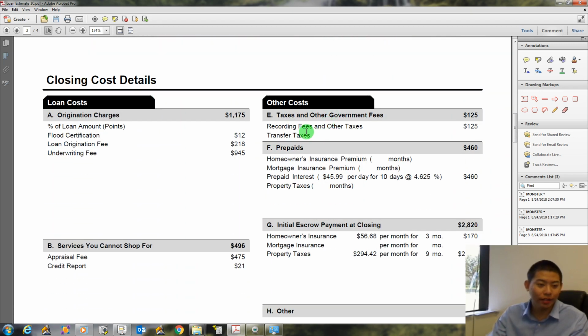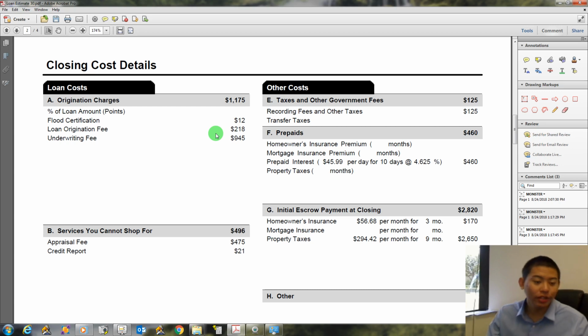Okay, so we're back in the second page. The origination charges, usually this is a total of the A column right here. Usually you would see the origination charge, what your lender is charging you, or the lender is paying for your costs based on the lender credit.